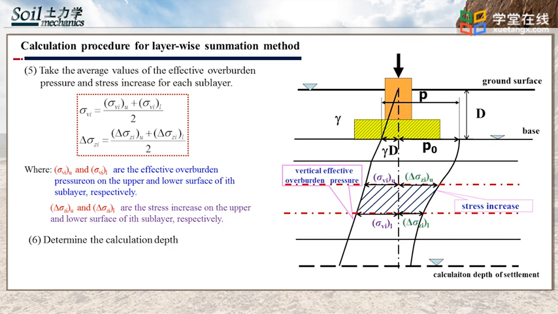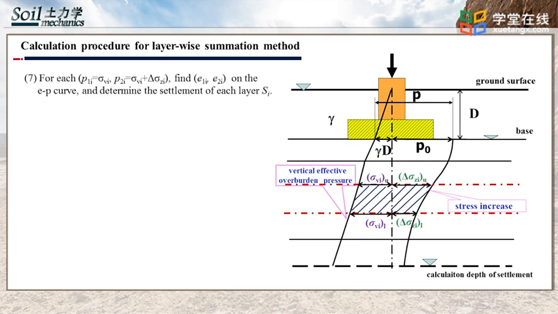The thickness of the compressible layer is normally determined according to a ratio of the vertical stress increase to the effective overburden pressure. For ordinary clays, the thickness of the compressible layer is defined as the depth where the ratio of the vertical stress increase to the effective overburden pressure is 0.2. For soft clays, it is defined as the depth where delta sigma Z equals 0.1 times sigma V.